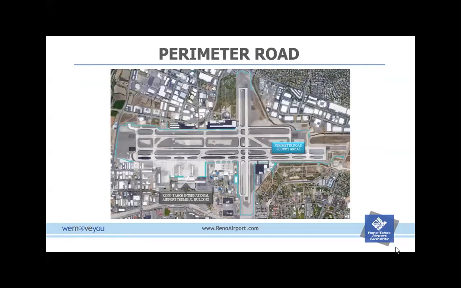Then going airside, so the perimeter road, just as it sounds, goes around the perimeter of the airfield. It has been constructed in multiple phases, some relatively new, some several decades old, in varying conditions. But we're going to slurry this as it is our main travel way for vehicle traffic airside.